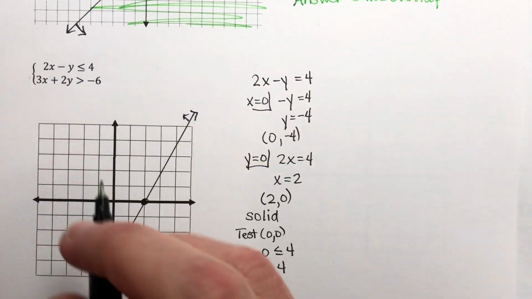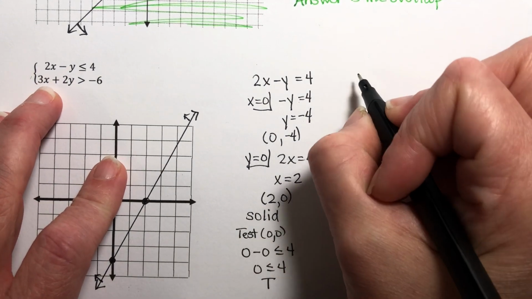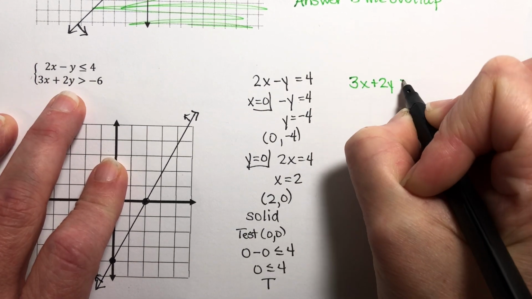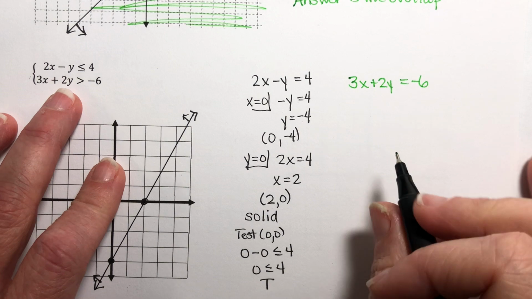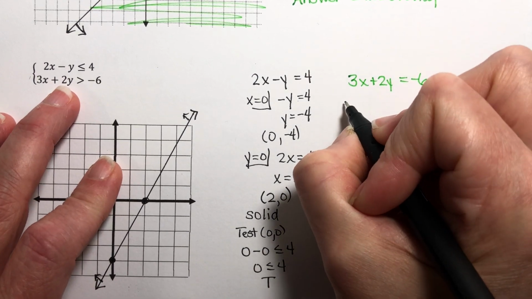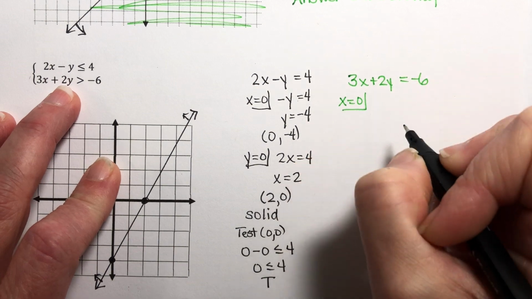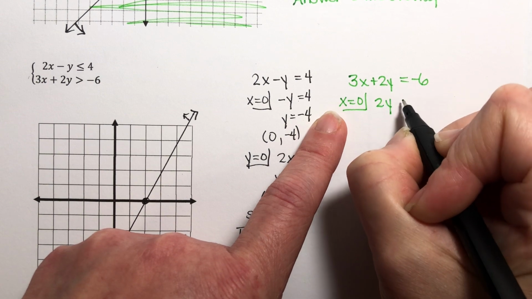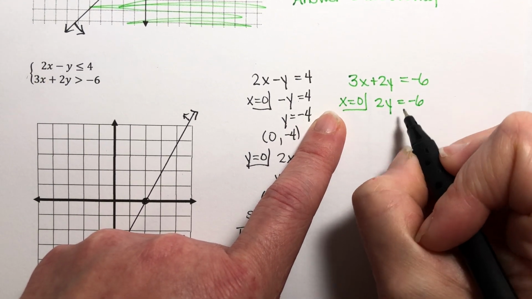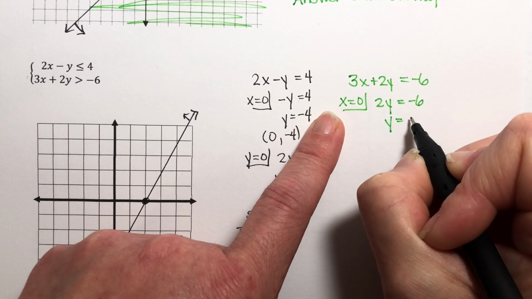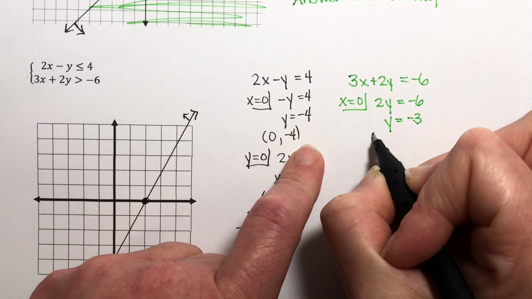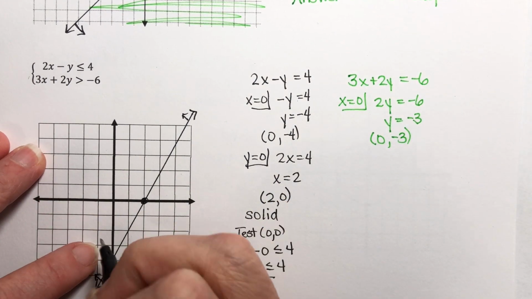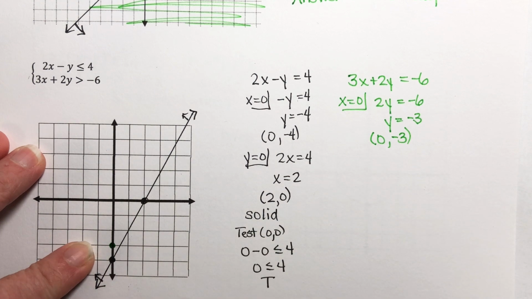Now let's go with this one. Okay, so I pretend that I have 3x plus 2y is equal to negative 6. This is fairly easy to use intercepts for again. So I have x equals 0. If x is 0, then I have 3 times 0, which is 0, plus 2y is equal to negative 6. Divide both sides by 2. So y equals negative 3. So that means I have the point 0, negative 3. 0, negative 3, which is right there.